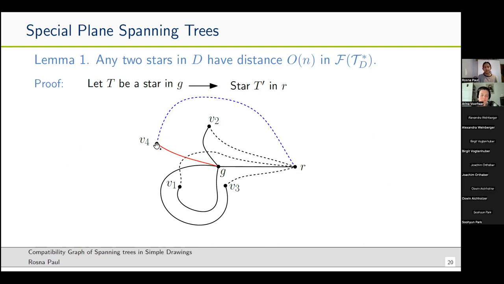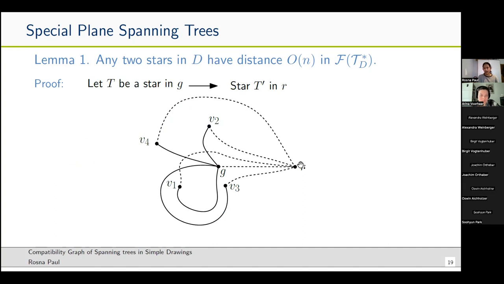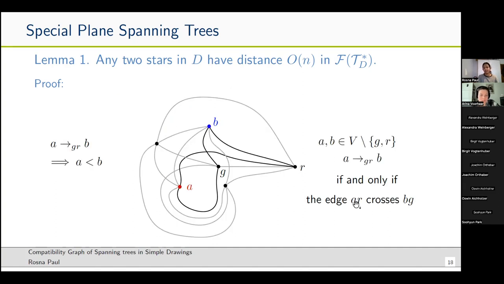So what I do is that I add the edge V4R, which is the blue edge, and I remove the edge V4G. And here in this process, I have to make sure that V4R is not crossed by any of these red edges. In the picture, it is very clear, but how can we make sure this is always true? It is because of the property of our ordering. So we take the element with the highest index. So we take V4R. So here the highest element is V4R.